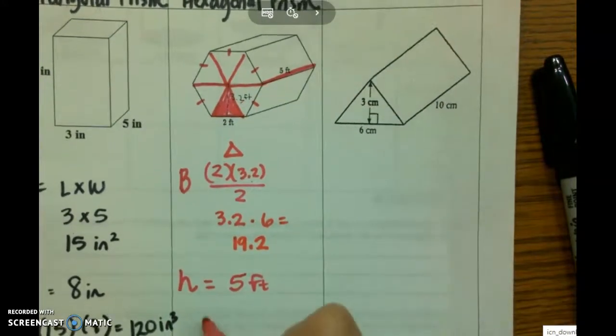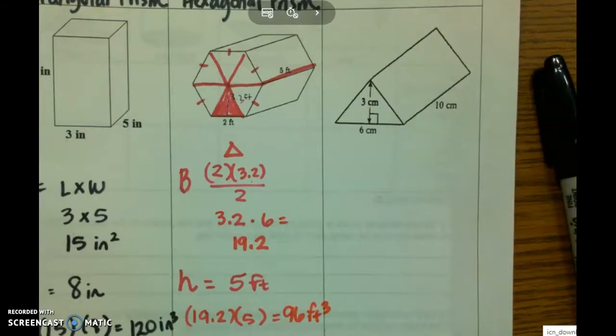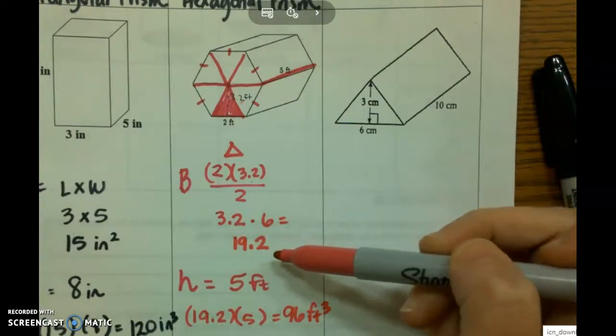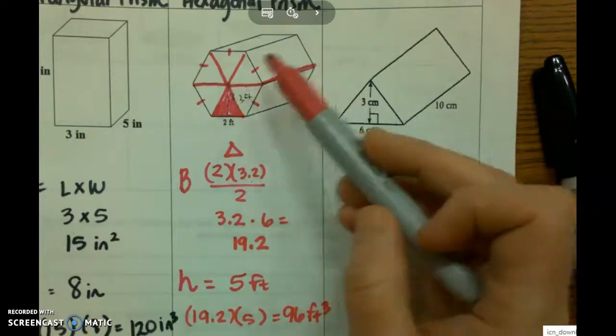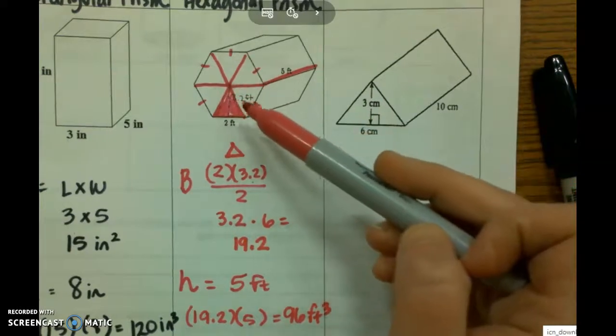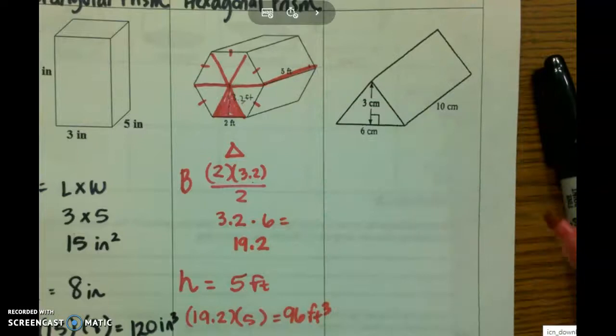So finally, all we have to do is multiply capital B times 5. And when we do that, we get an answer of 96 cubic feet. Okay. Notice I did not multiply my area of my base times 2. In surface area, I would have to multiply because I would need the area of both hexagons. But for volume, I'm just looking at the area of one single base and then looking at the height. That's all I'm having to do, okay?